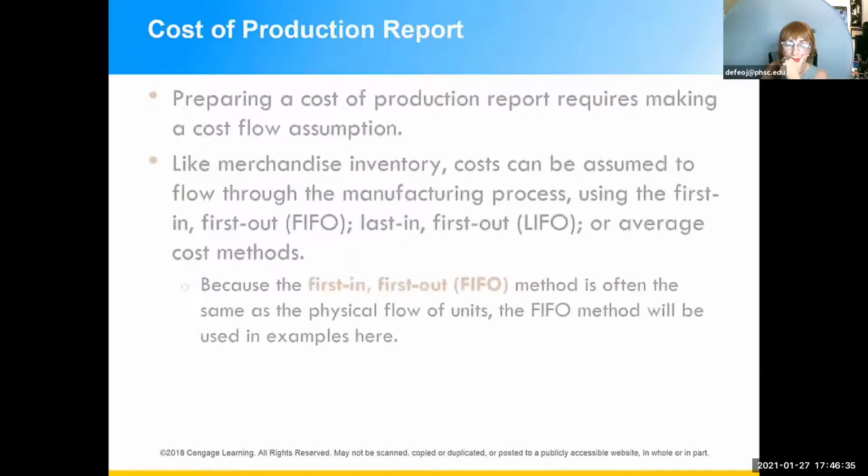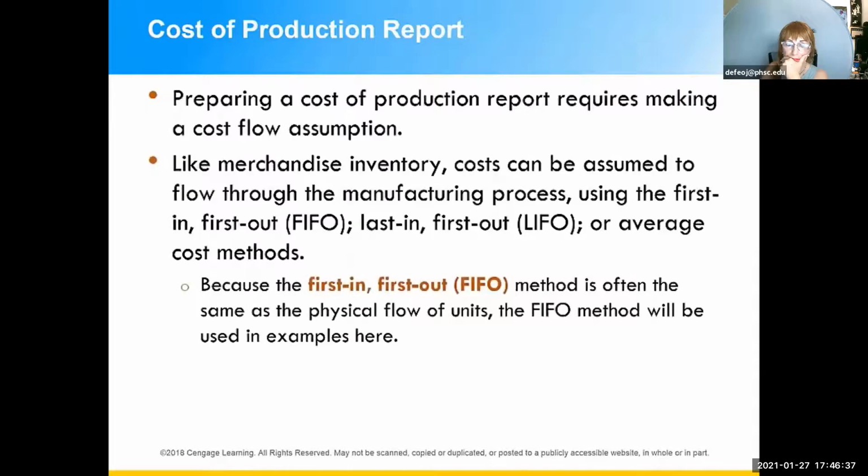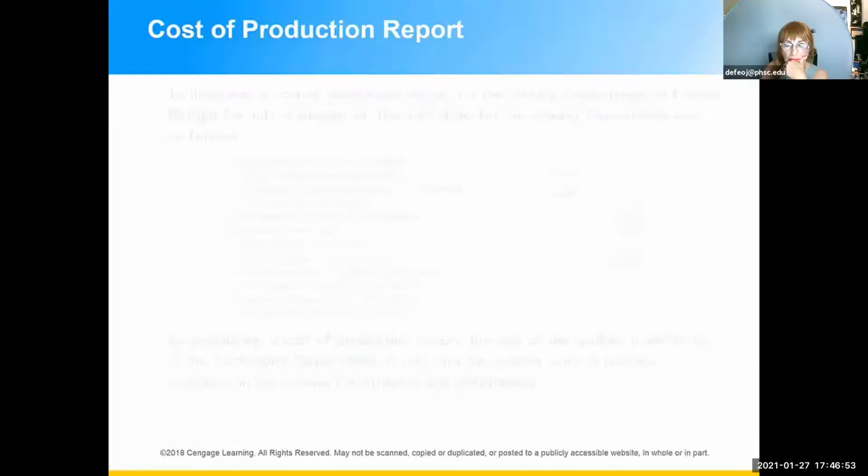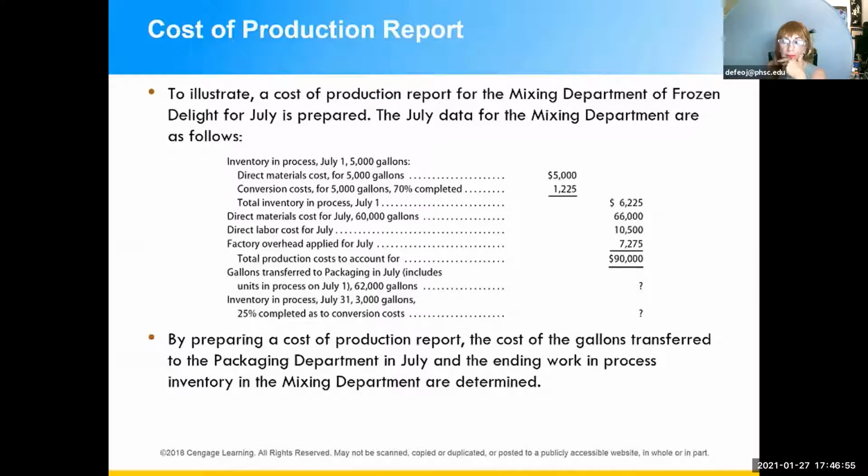There are 3 cost flow assumptions that are used when preparing a cost of production report. First in, first out, or FIFO, last in, first out, or LIFO, and the average cost method. The FIFO method will be used in the examples here. Preparing a cost of production report will provide the value of the units that were transferred and the value of the units still in the work in process mixing department account.